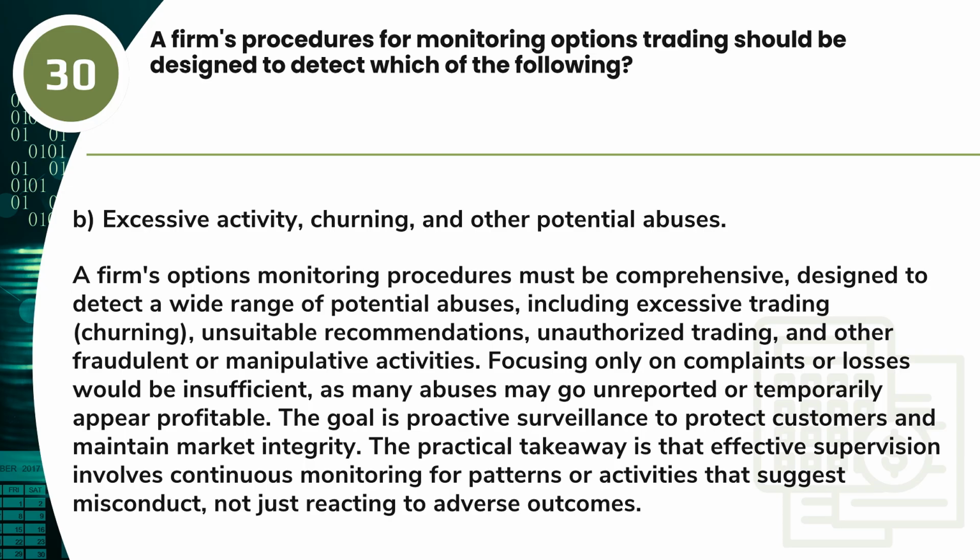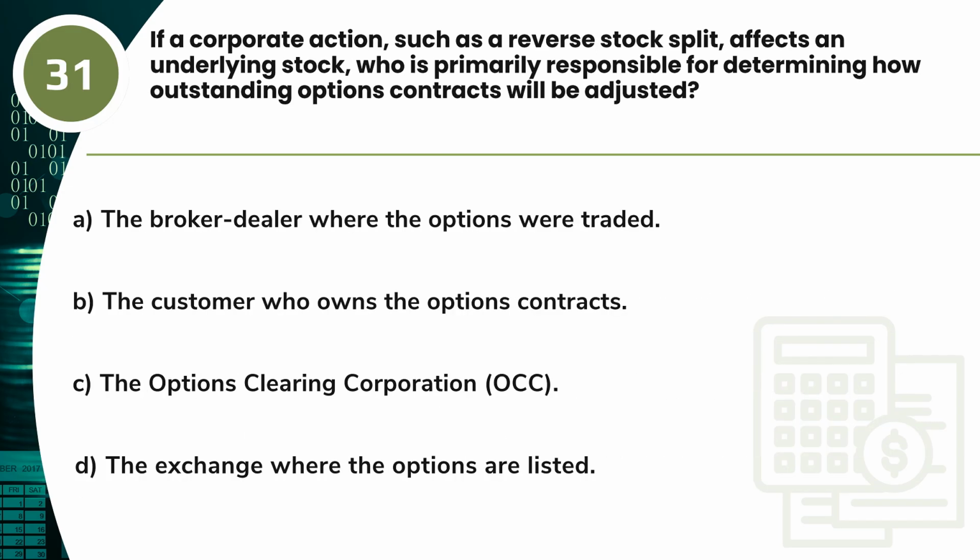The practical takeaway is that effective supervision involves continuous monitoring for patterns or activities that suggest misconduct, not just reacting to adverse outcomes. Question 31. If a corporate action such as a reverse stock split affects an underlying stock, who is primarily responsible for determining how outstanding options contracts will be adjusted? A. The broker-dealer where the options were traded. B. The customer who owns the options contracts. C. The Options Clearing Corporation (OCC). D. The exchange where the options are listed.